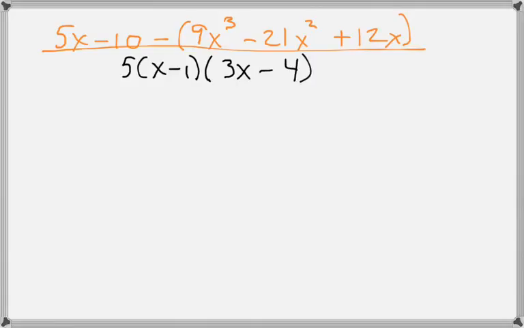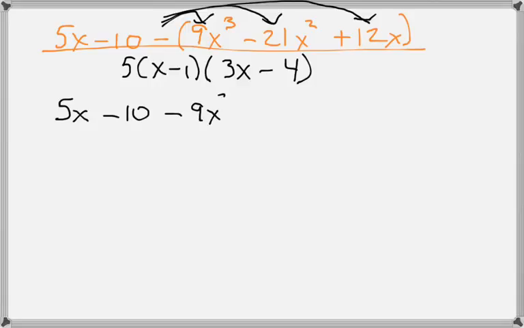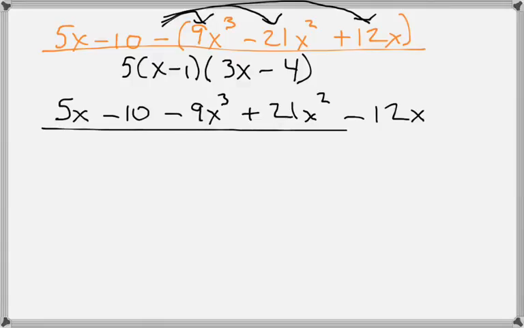So now from here, we're going to distribute that negative into all of those places. So I have a 5x minus a 10 minus a 9x cubed plus a 21x squared and minus a 12x. All of that over a 5, x minus 1, 3x minus 4.